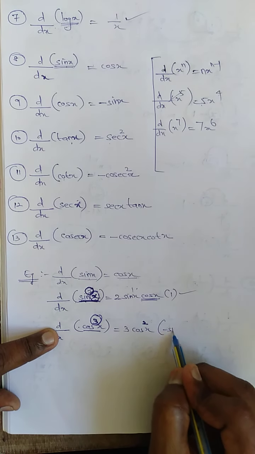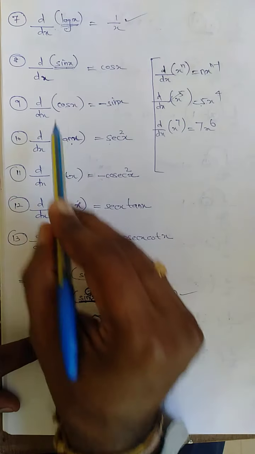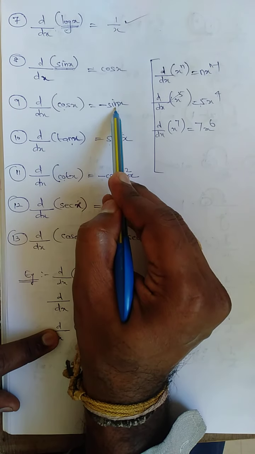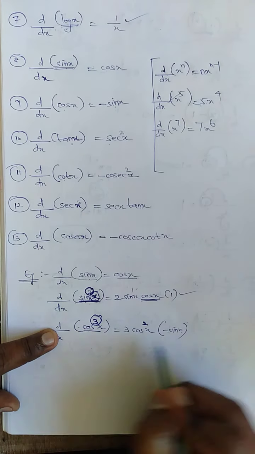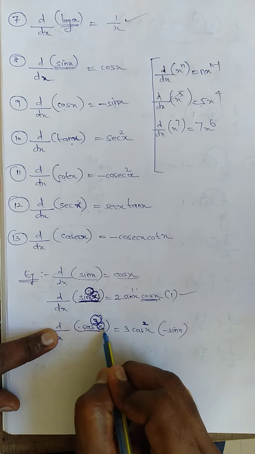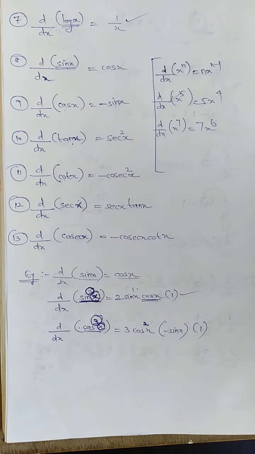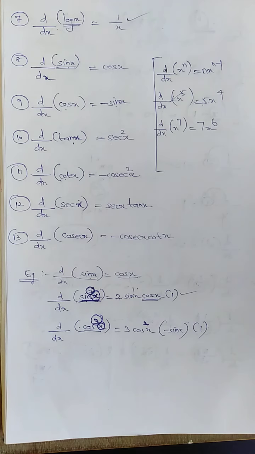Cos differentiates to minus sin x. Still, I now differentiate x. X differentiates to 1. Most of the teachers will not put this 1. They will face problems in the back to back sums, so I am teaching you now itself. Most of the teachers will not put 1.